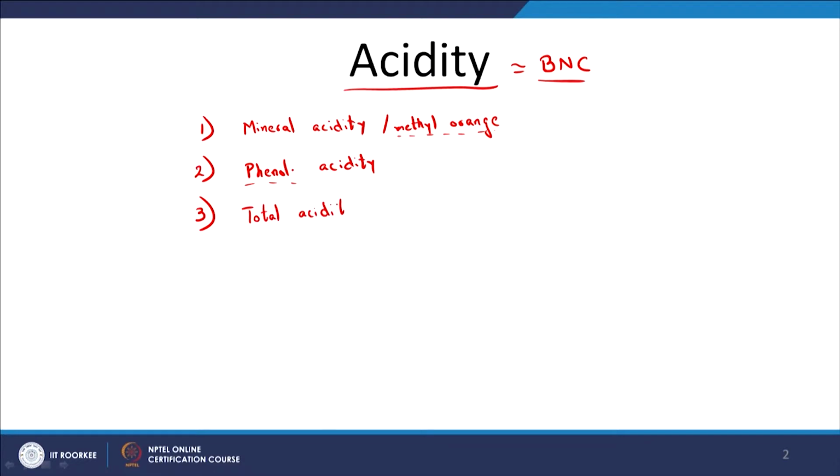Depending on the textbooks that you are going to look at, people sometimes think of phenolphthalein acidity too as total acidity, but there are three distinct kinds of acidities, and we are going to look at each of them in greater detail. Acidity is nothing but base neutralizing capacity. So in the lab, how would you measure that? You're going to take a base of known concentration in your burette and keep titrating that against your solution until you reach an equivalence point.